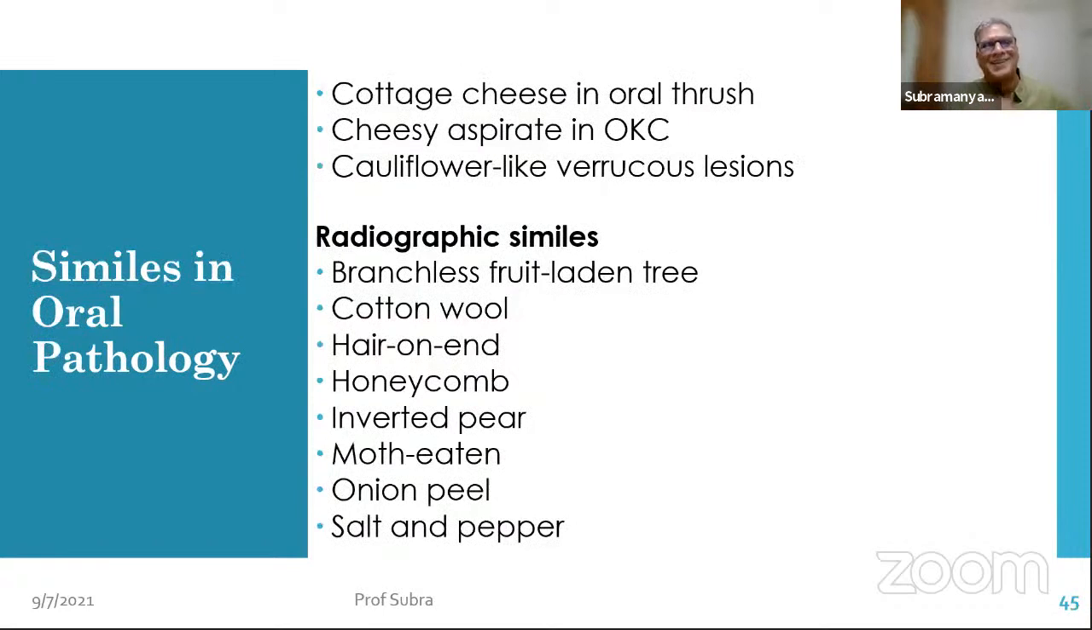Similes and metaphors are the same. The only thing is, when you start describing it as something, then it becomes a simile. Like cottage cheese appearance of the tongue in oral thrush, aspirate which is cheesy in the case of odontogenic keratocyst, cauliflower-like appearance of papilloma or verrucous carcinoma. So these are examples of similes. A very good number of similes are there in radiographs, radiographic similes like branchless fruit-laden tree, cotton wool appearance, hair on end appearance, honeycomb appearance, moth eaten appearance, onion peel appearance, salt and pepper appearance. So these are good examples of similes in oral pathology.